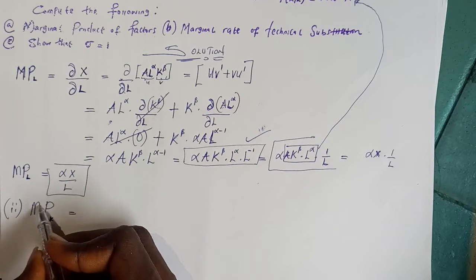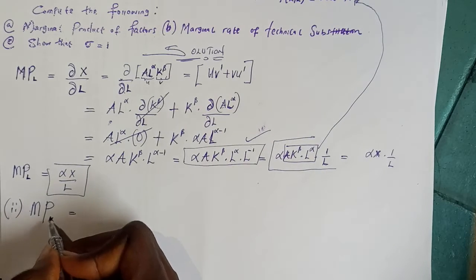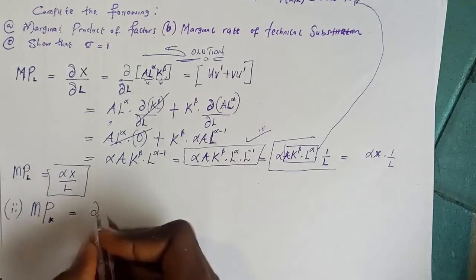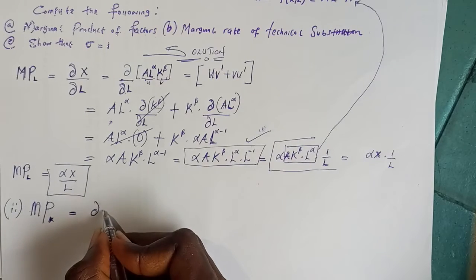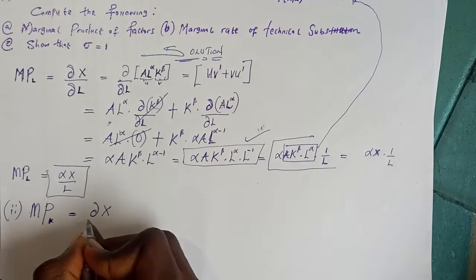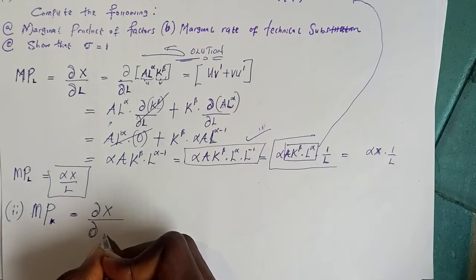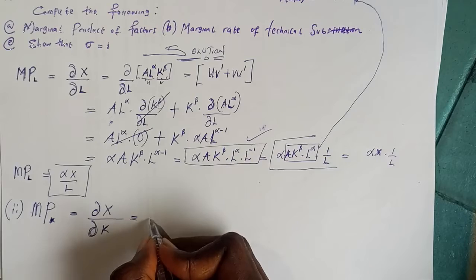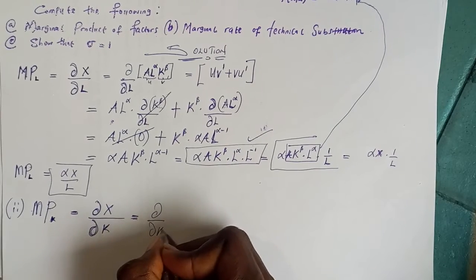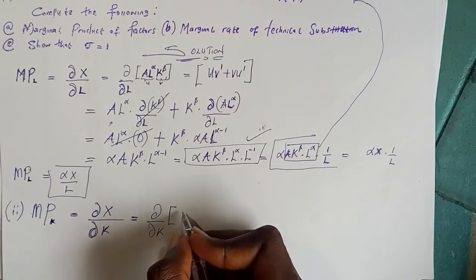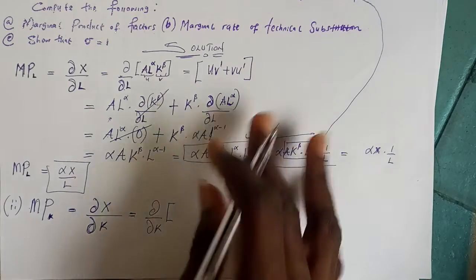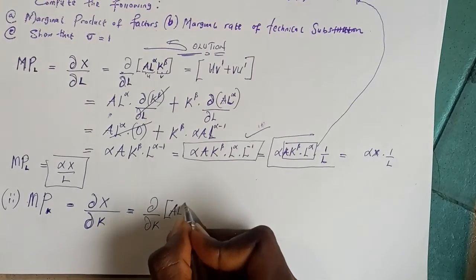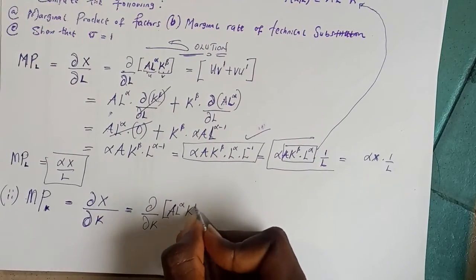Since I'm trying to find the marginal product of the capital, that means I need to differentiate. Since I'm dealing with marginal, I'm differentiating the production function given to me partially with respect to what? With respect to the capital itself, which is K. So this simply implies that I want to differentiate partially with respect to K the production function given to us in the question. And the production function given to us is A L^alpha K^beta. That is A L^alpha, then K raised to the power of what?